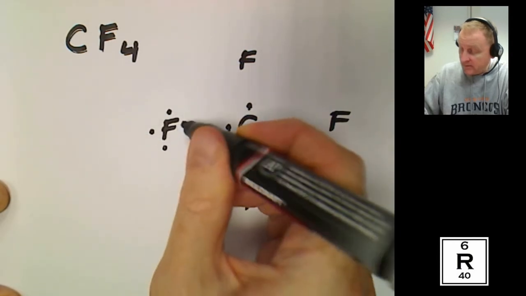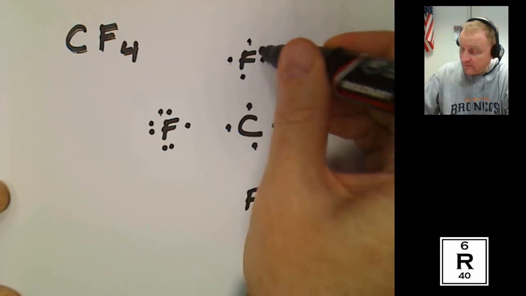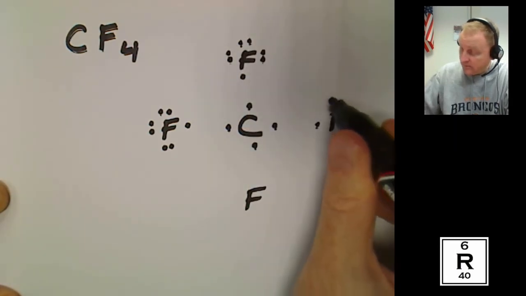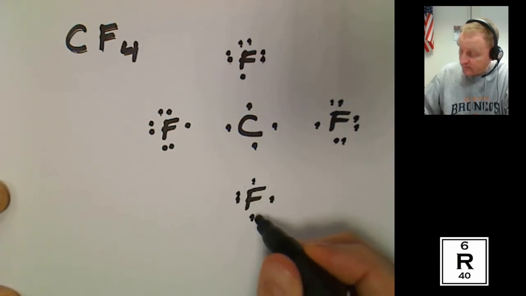1, 2, 3, 4, 5, 6, 7 for each of the four fluorines.